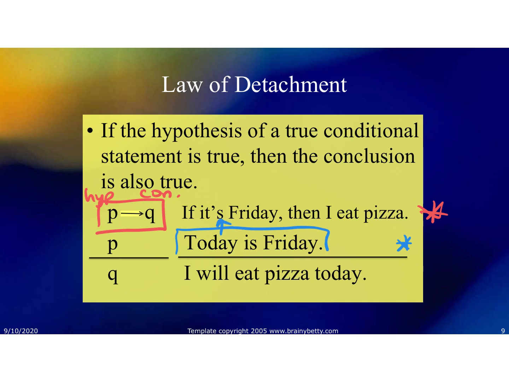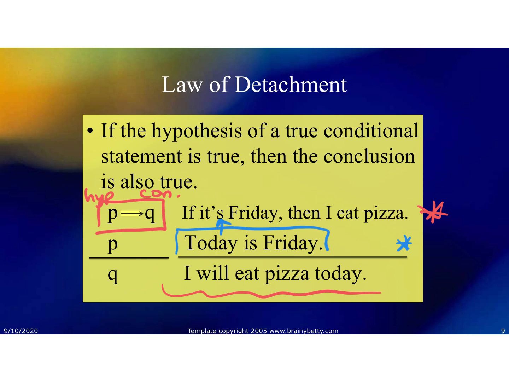So they are saying, if it's Friday, then I eat pizza. And then someone states, today is Friday. So you can make the conclusion that you will eat pizza today, or I will eat pizza, because it's based off of that true hypothesis. If I stated that today is Thursday, you could not make a conclusion. You might eat pizza, but based off of the conditional, we don't know what happens on Thursday.